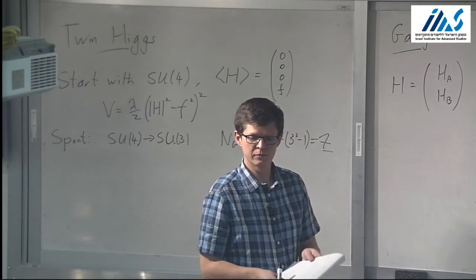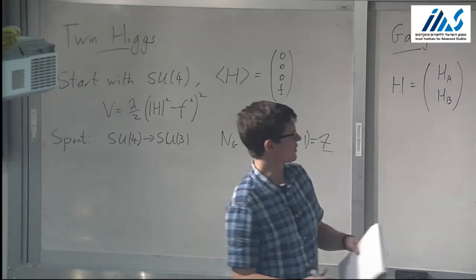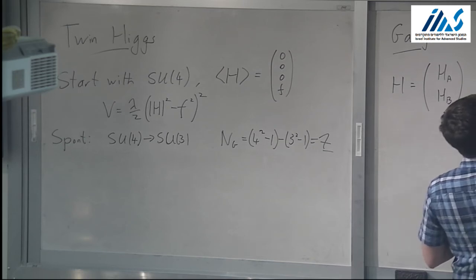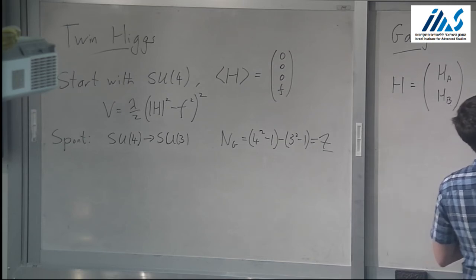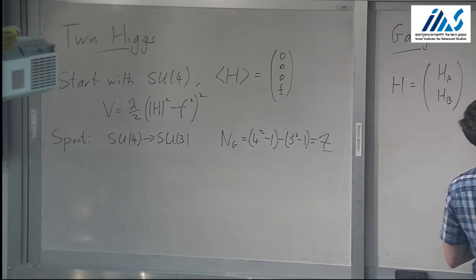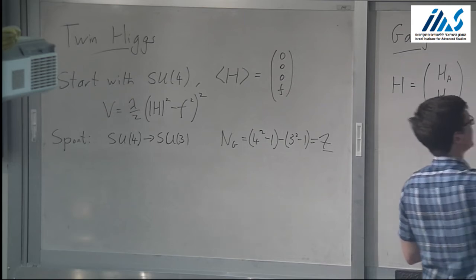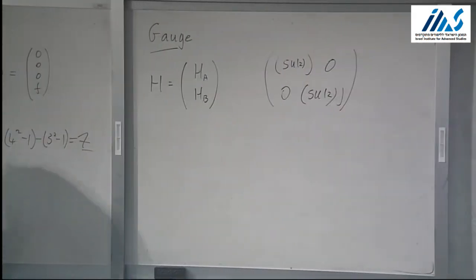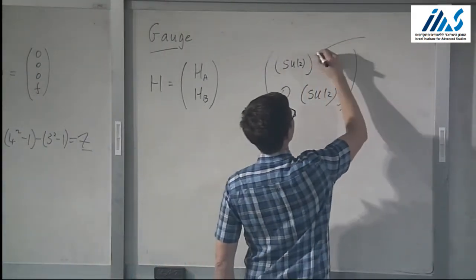So this is inside the unbroken SU3? Yes, exactly. So we're gauging. So now we have an SU2 and an SU2, and nothing in there. Okay, so we give these guys identical gauge couplings.